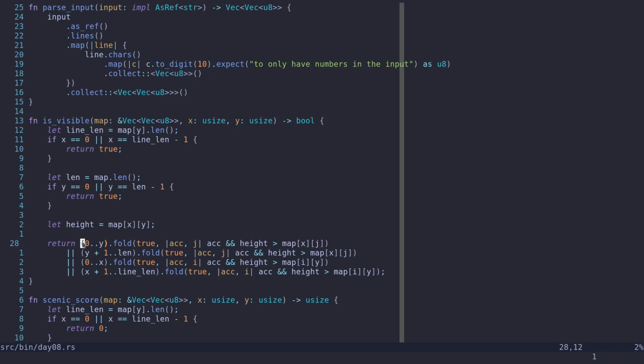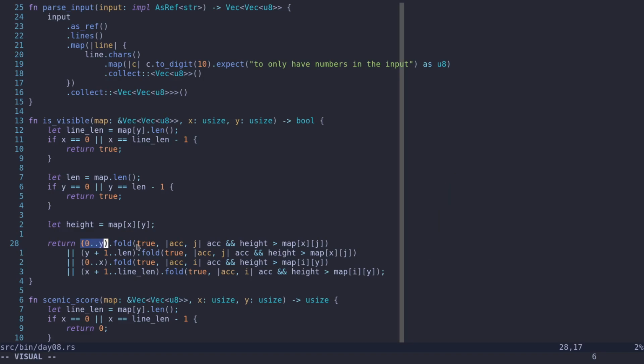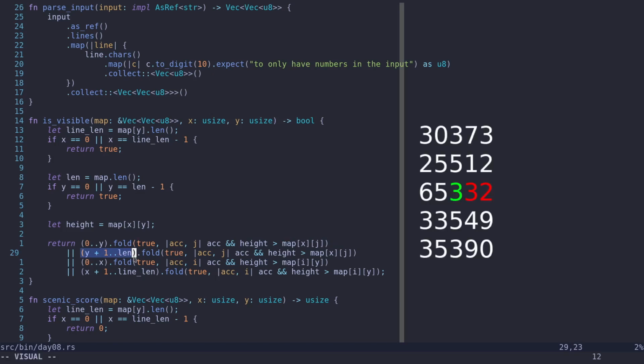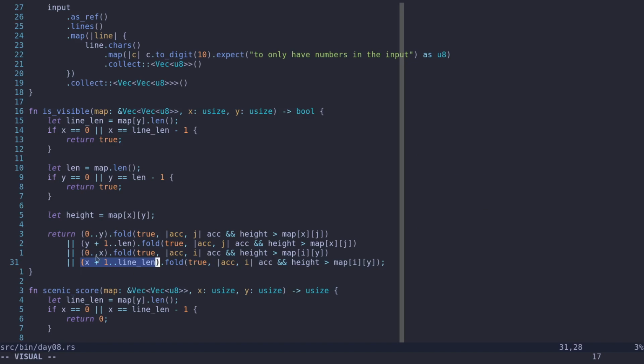So for example, the first range would represent the coordinates of the left hand side trees. Then the fold would have a starting value of true, and then for each tree we would have to AND together the accumulator and the condition that the tree that we are interested in has a height larger than the tree that we are currently checking with. And then we do the same thing for the right hand side trees, then for the trees at the top and the trees at the bottom of the current tree, and we OR together all the conditions.